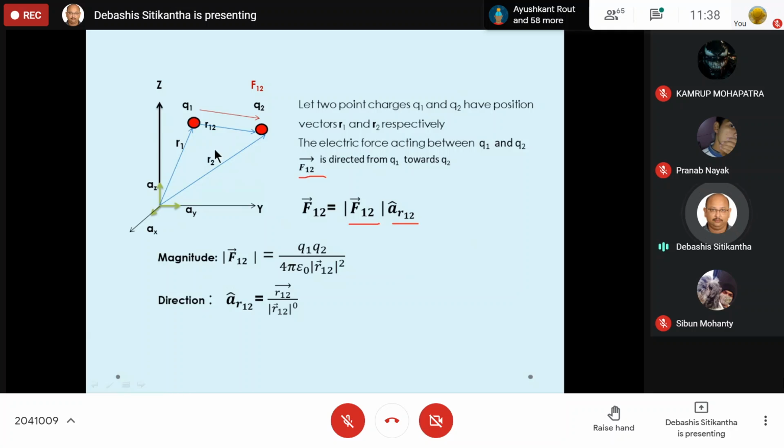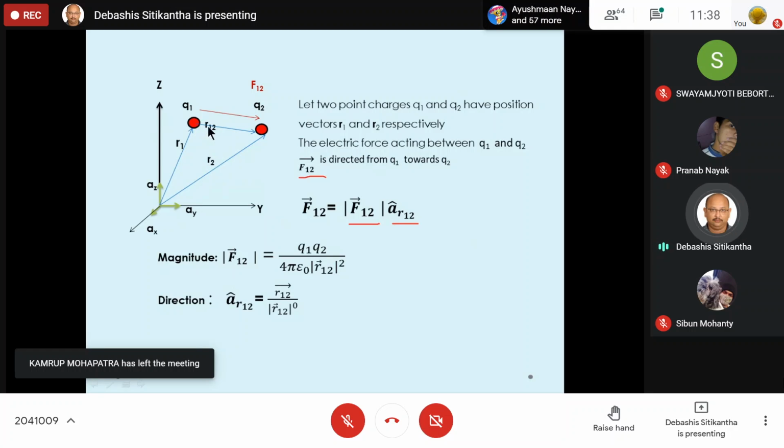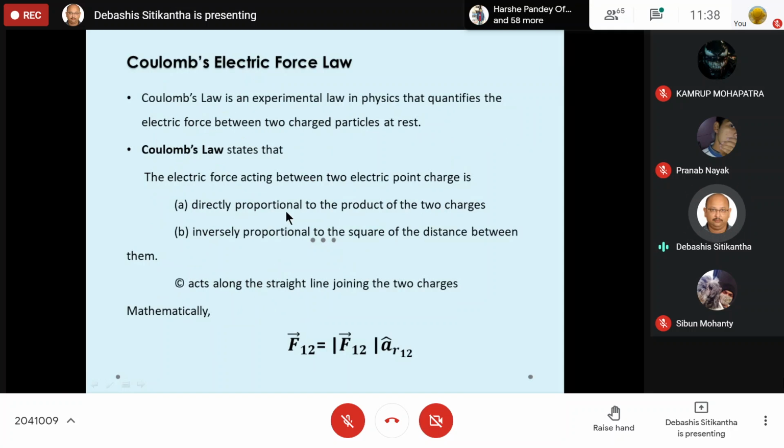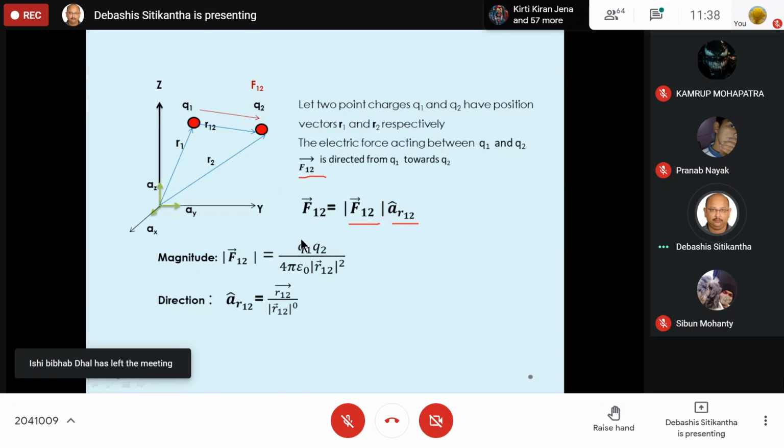Since everything is defined in terms of position vectors, the distance between them is in terms of the distance vector. When we find the magnitude of the distance vector, it gives the distance between the two charges. So here I have used the modulus of the R12 vector and squared it, because it is inversely proportional to the square of the distance separating them. Now just have a look. Here we have used directly proportional and inversely proportional, so obviously there must be a constant of proportionality, and that constant of proportionality is nothing but 1 by 4 pi epsilon 0.